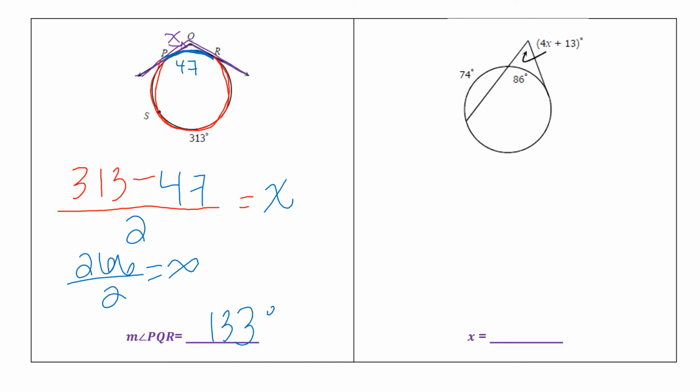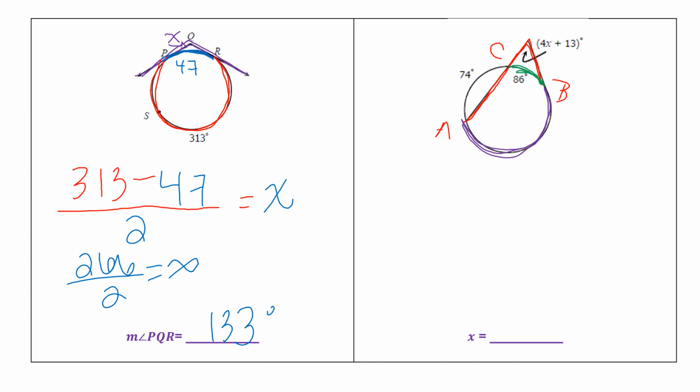For the last example, we are not looking for a specific angle measure, we're looking for X. But X is part of the angle that is outside of the circle. So we need to figure out the measures of the two arcs it intercepts. I'm just going to put letters here to make it a little bit easier. We'll just call it ABC. The angle intercepts arc AB, which we do not have the measure of, and it also intercepts arc CB or BC, which we do know is 86.